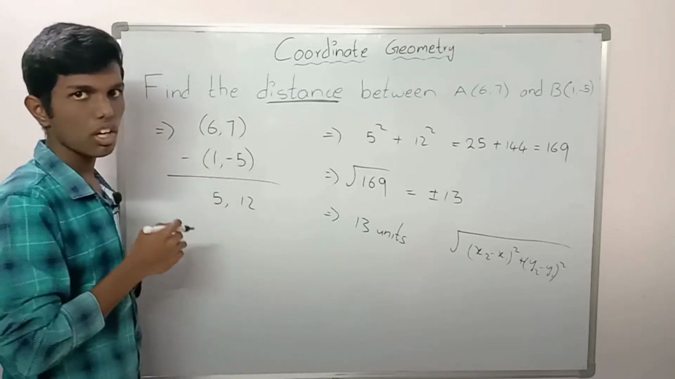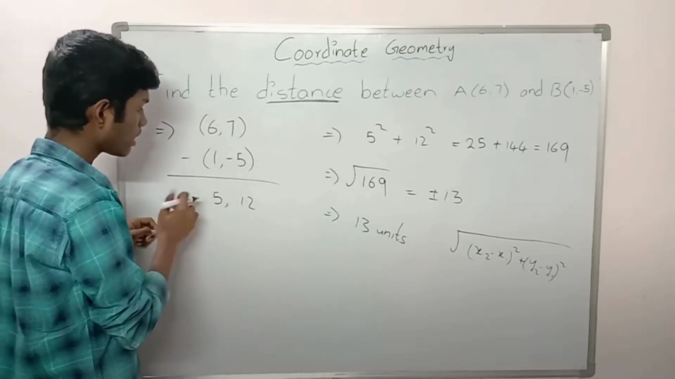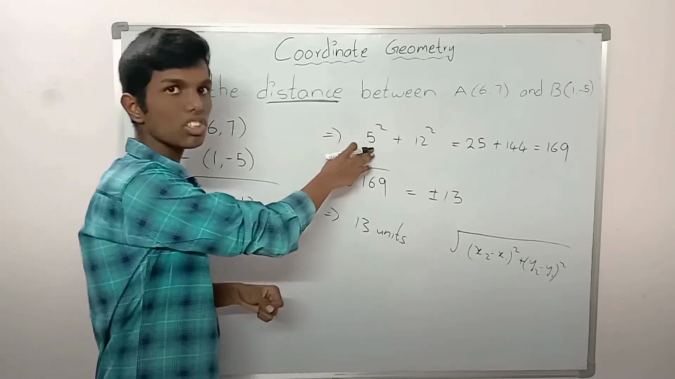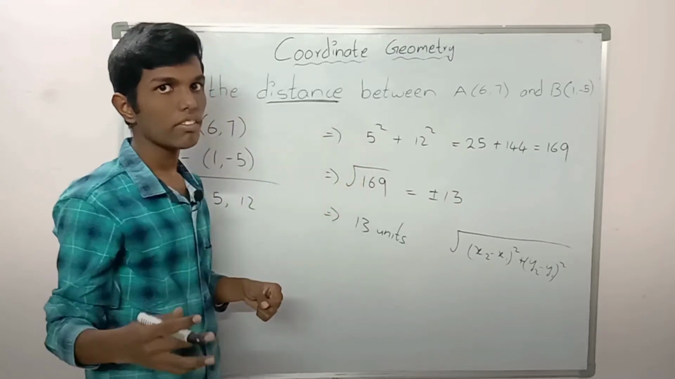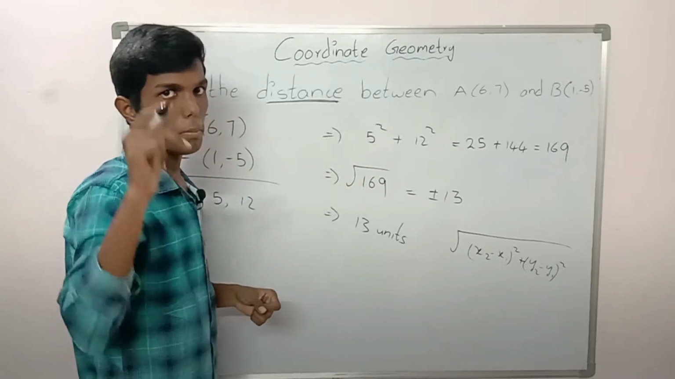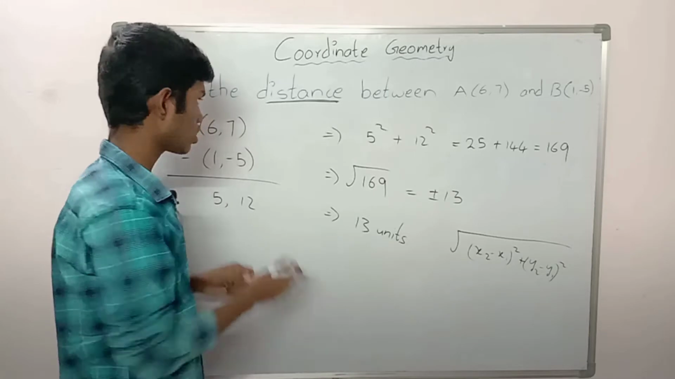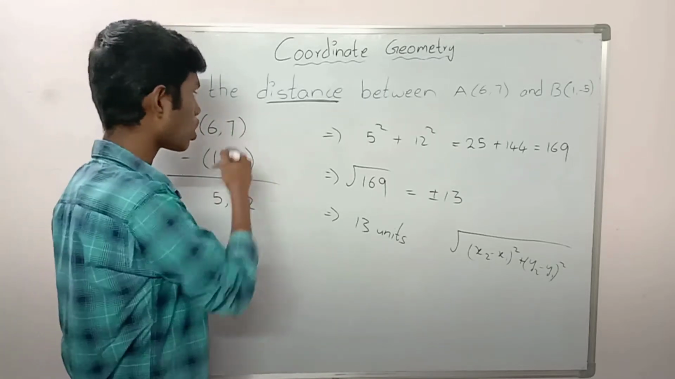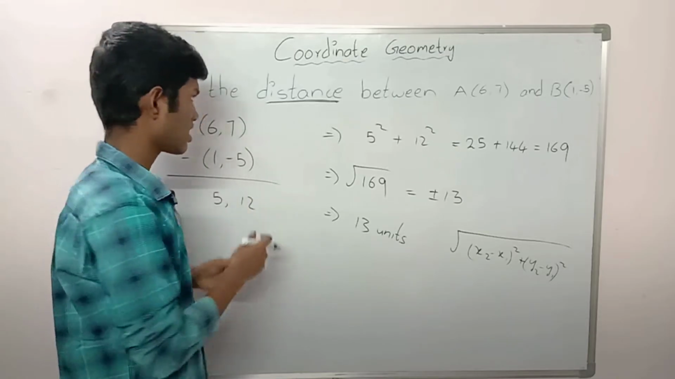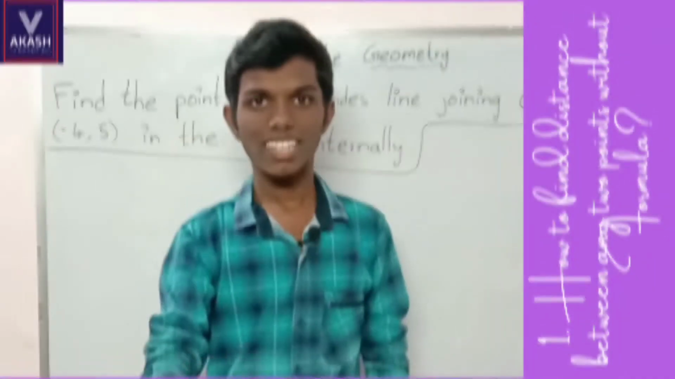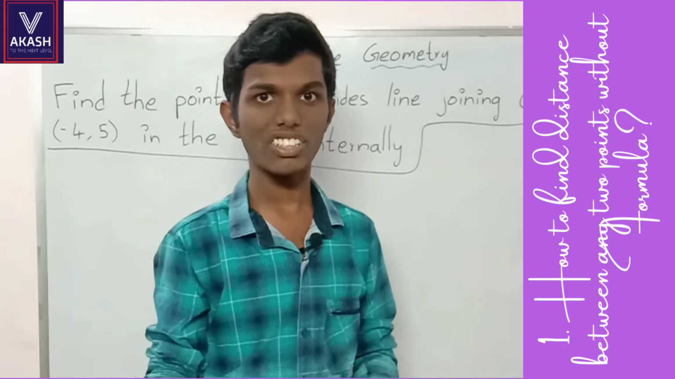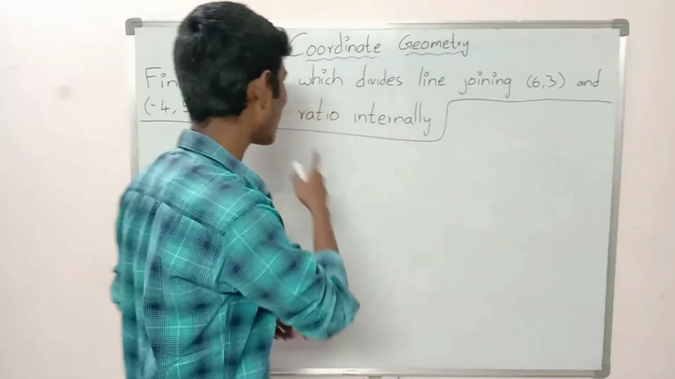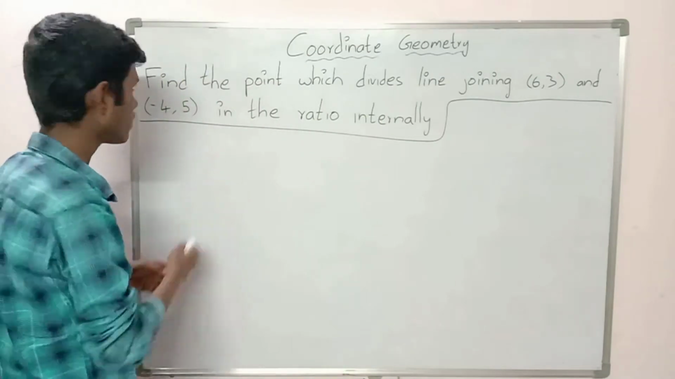You can also change the order because when you write or change the order, it becomes minus and you're squaring them. Whatever it may be, 2 square becomes 4, minus 2 square also becomes 4. So no need to look very much into the order of what you write. Simplify. That is how we find the distance between any 2 points without any formula. And we are going for the second question.